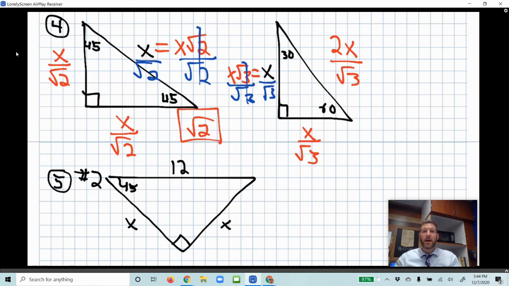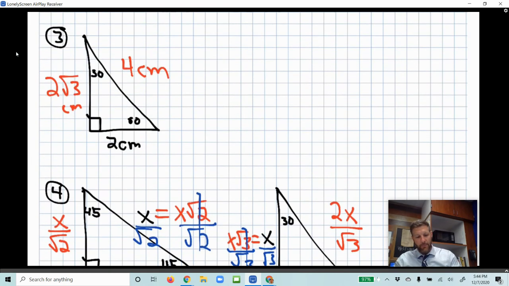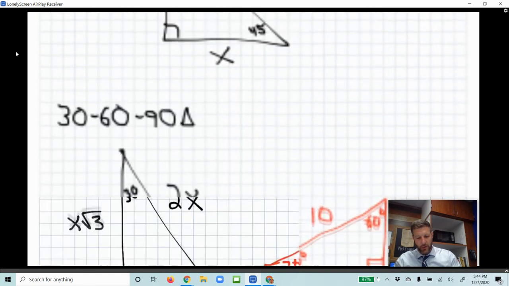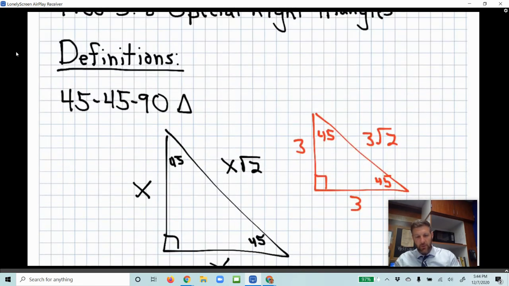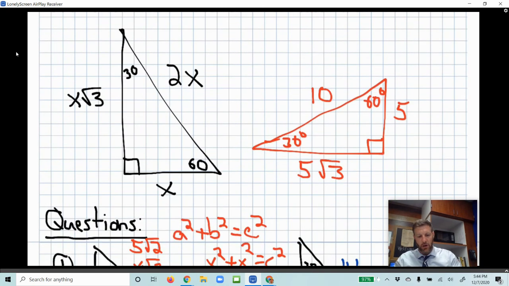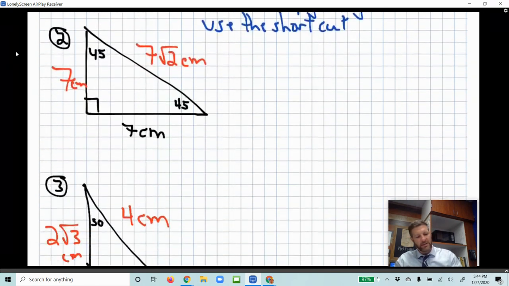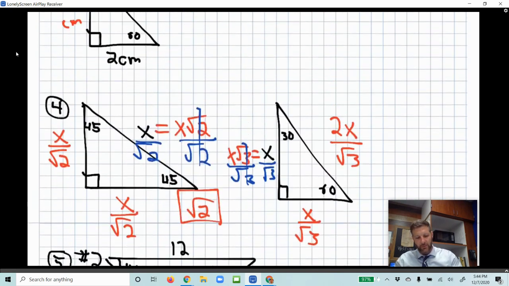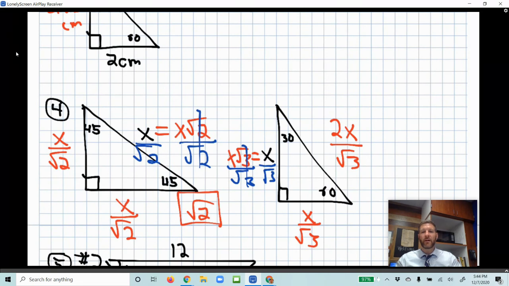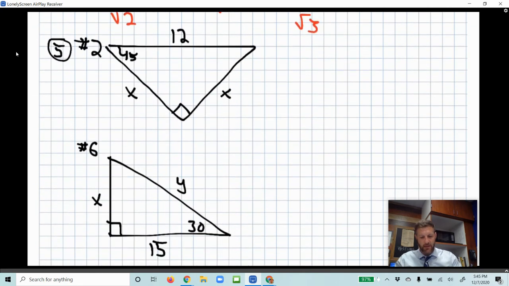But for this point, if they give you the radical side, the hypotenuse, going all the way to our notes, if they give you the square root of 2 hypotenuse, or they give you the long leg x square root 3, simply divide by that radical, and you'll have your missing sides. In a 45-45-90, divide by the square root of 2, and in a 30-60-90, divide by the square root of 3. Let's practice that before we end this.